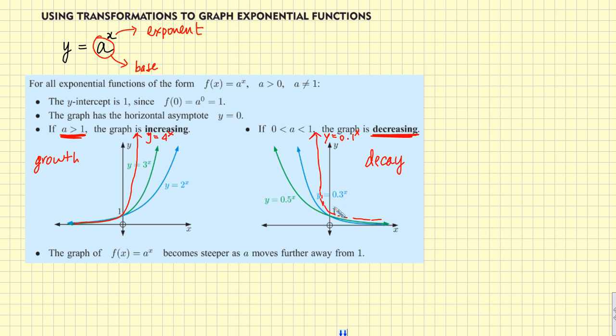And what that means is that it's getting closer to the y-axis as the values of y get larger. And as we're looking at a decreasing graph and the values of a are between 0 and 1, then my graph, as my values are getting smaller, is getting closer to the y-axis.